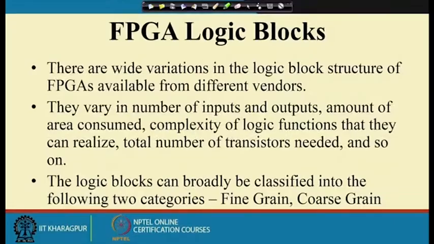The choice depends on many things, first of all the availability, then the familiarity of the designer. If I am more familiar with Xilinx FPGAs, maybe in my future designs I will be using Xilinx FPGAs only. So, the choice is determined by availability, familiarity, and in some cases the price also.